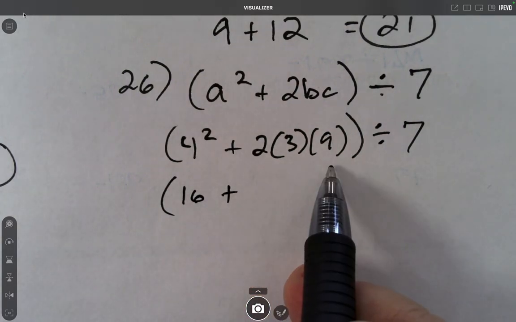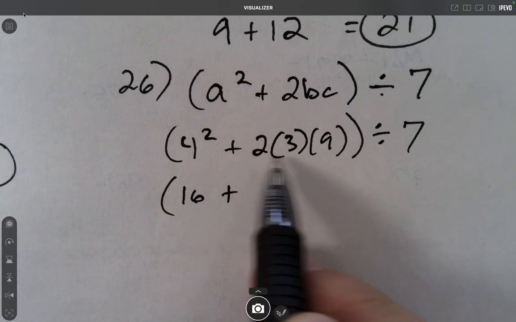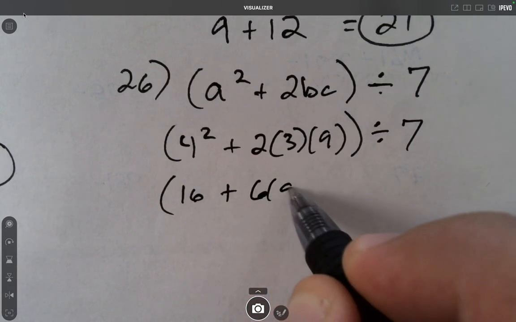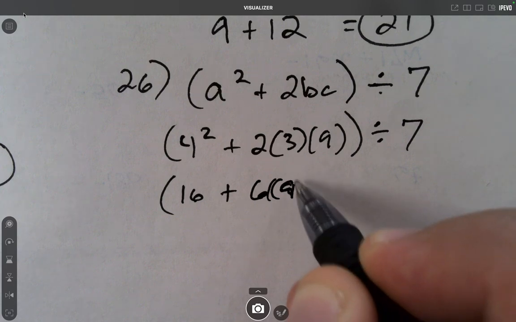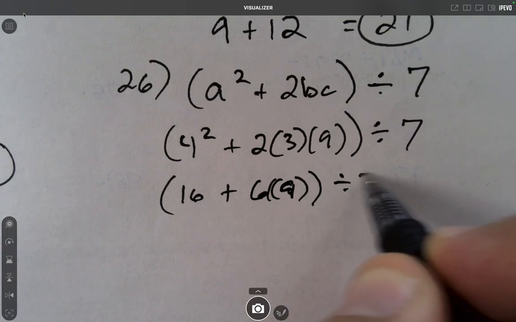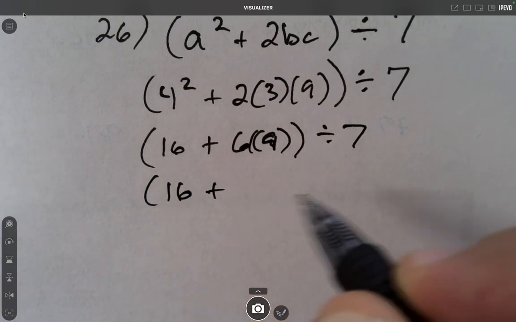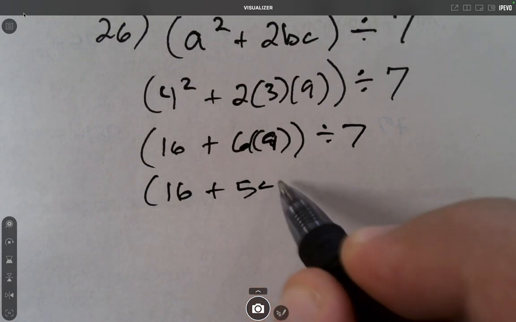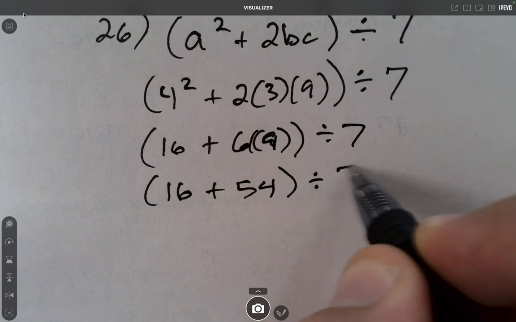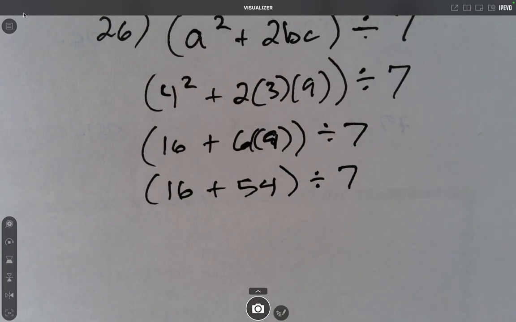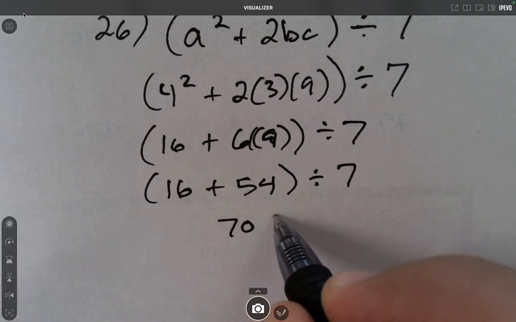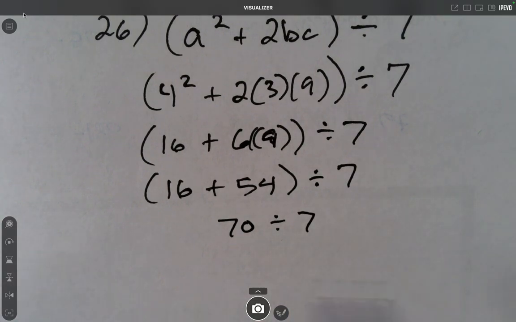Now we've got some multiplying, but I'm going to do it from left to right. So 2 times 3 is 6. Six times 9 is 54. 16 plus 54 is 70. So we got to do that because it's inside the parentheses. And 70 divided by 7 is 10.